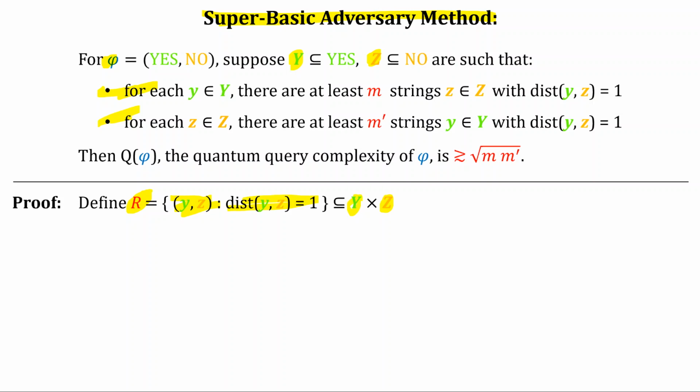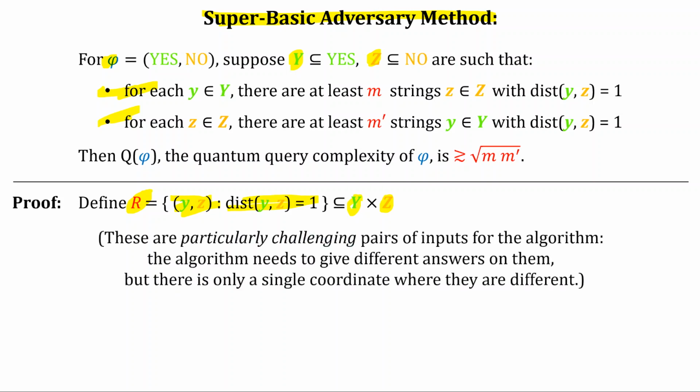Okay, so these pairs are sort of like particularly challenging pairs of inputs for the algorithm, in the sense that the algorithm needs to give different answers. It needs to say yes to y and no to z. But that's tough because there's only a single coordinate on which they differ. So you can think of this R as like the really challenging pairs. And our two assumptions about the sets capital Y and capital Z give us some information that we'll use later about the size of R involving m and m prime. So this set R of pairs is going to be quite important throughout the proof.